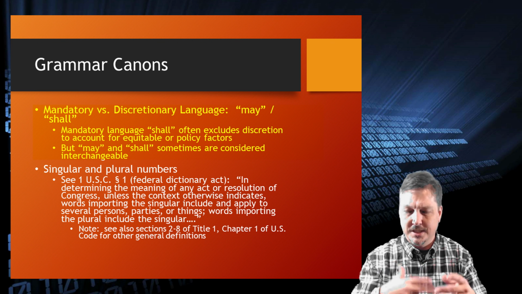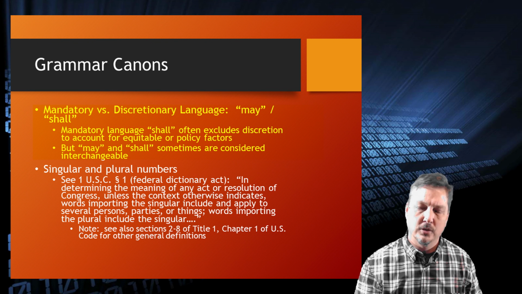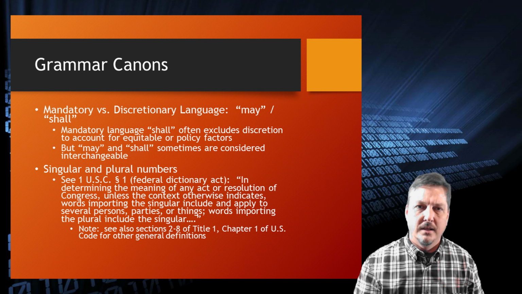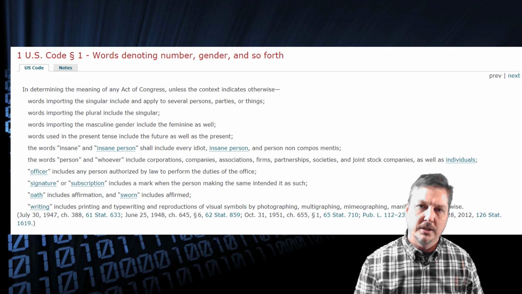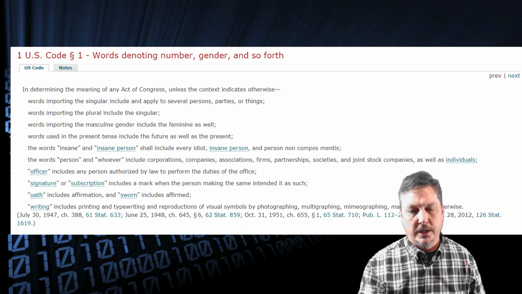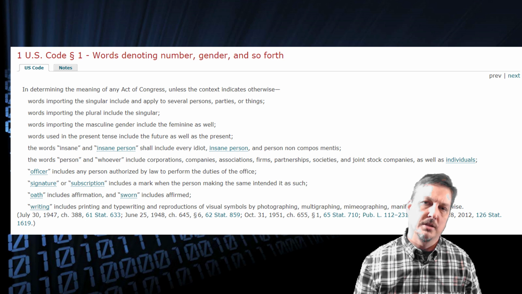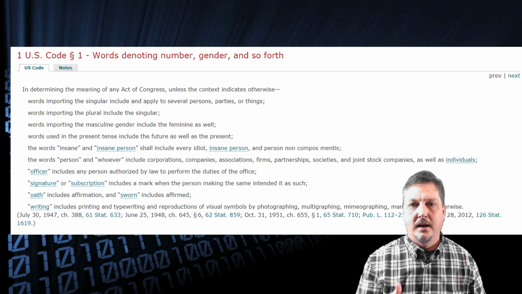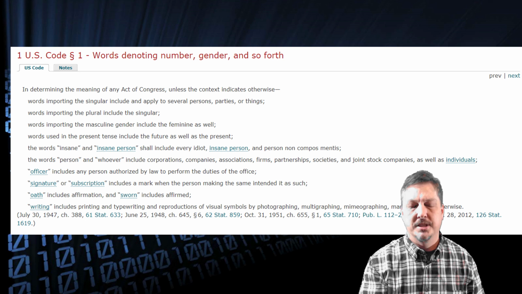I think you're starting to see a little bit of a pattern in how these canons get applied by different courts. Single and plural numbers. Now here, you're actually going to look at, in the federal context, 1 U.S.C. Section 1. Section 1 of Title I of the U.S. Code is called the Dictionary Act, and there are a number of specific principles and definitions stated there.